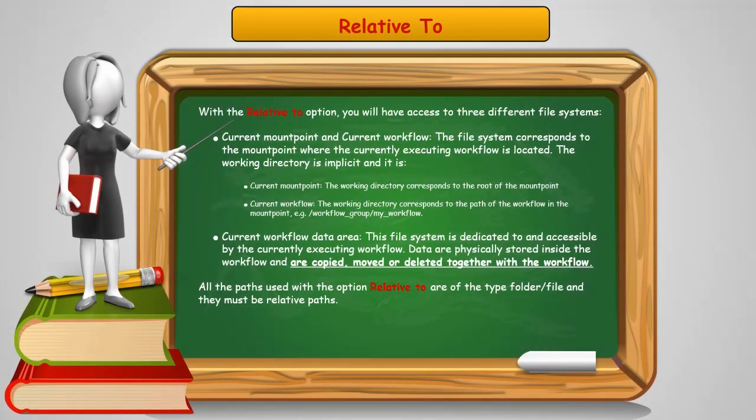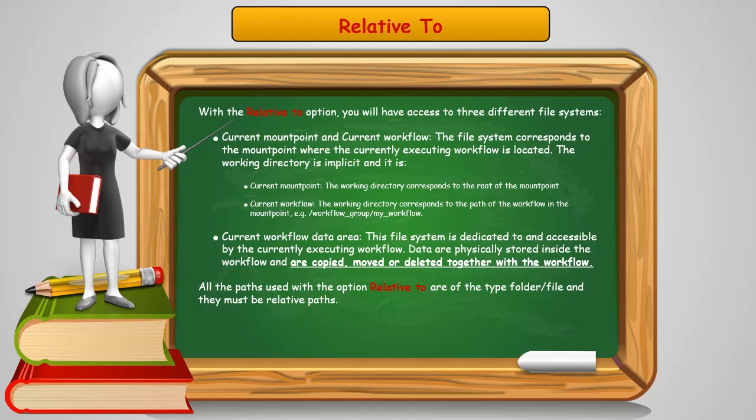Now the next file option we have is the relative to option, and this is the one that's going to be most helpful when you want to distribute files with your workflow. In the relative to, we have access to 3 different file systems: the current mount point, the current workflow, and the current workflow data area. The current mount point and the current workflow file system correspond to the mount point where the executing workflow is located. Recall in our last example we used the local space, and that was the current mount point.